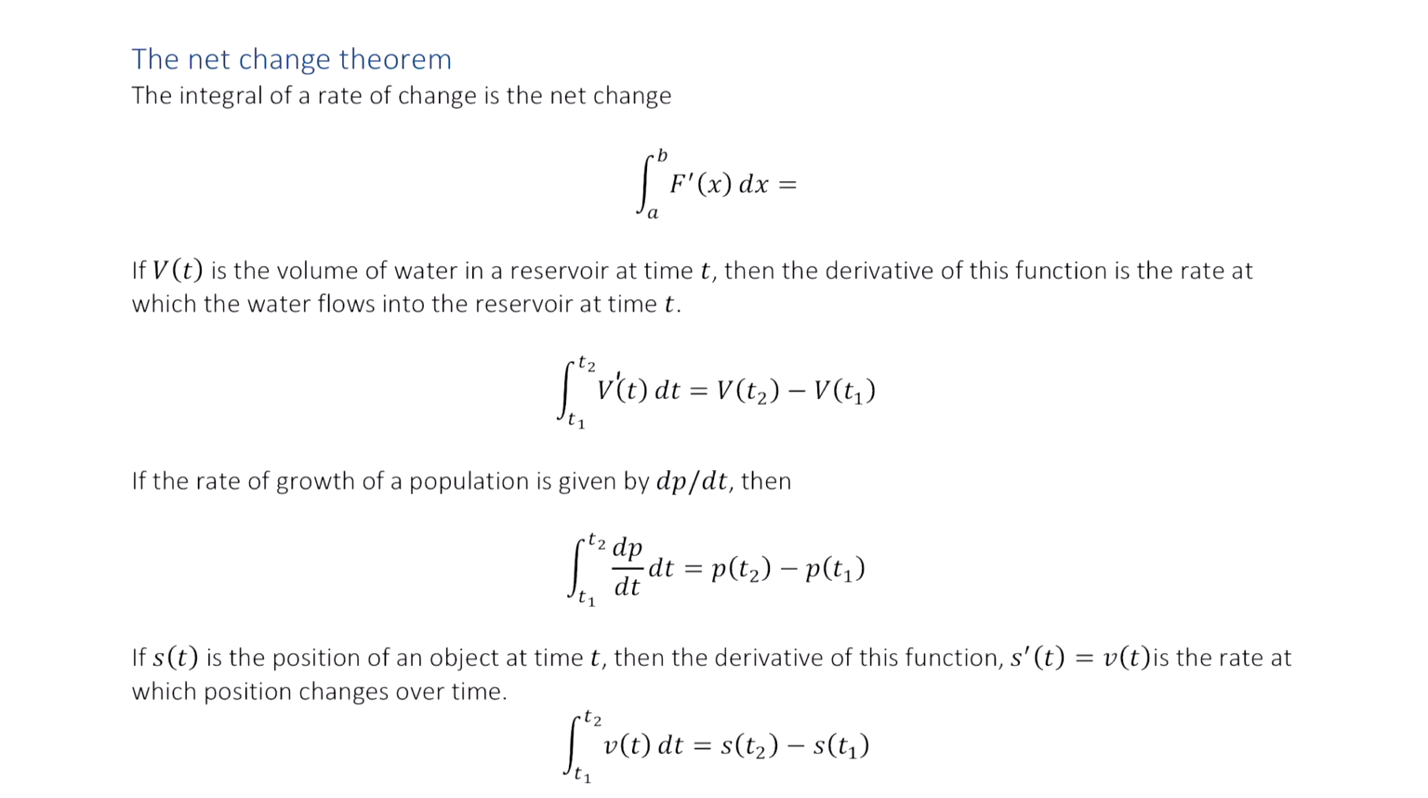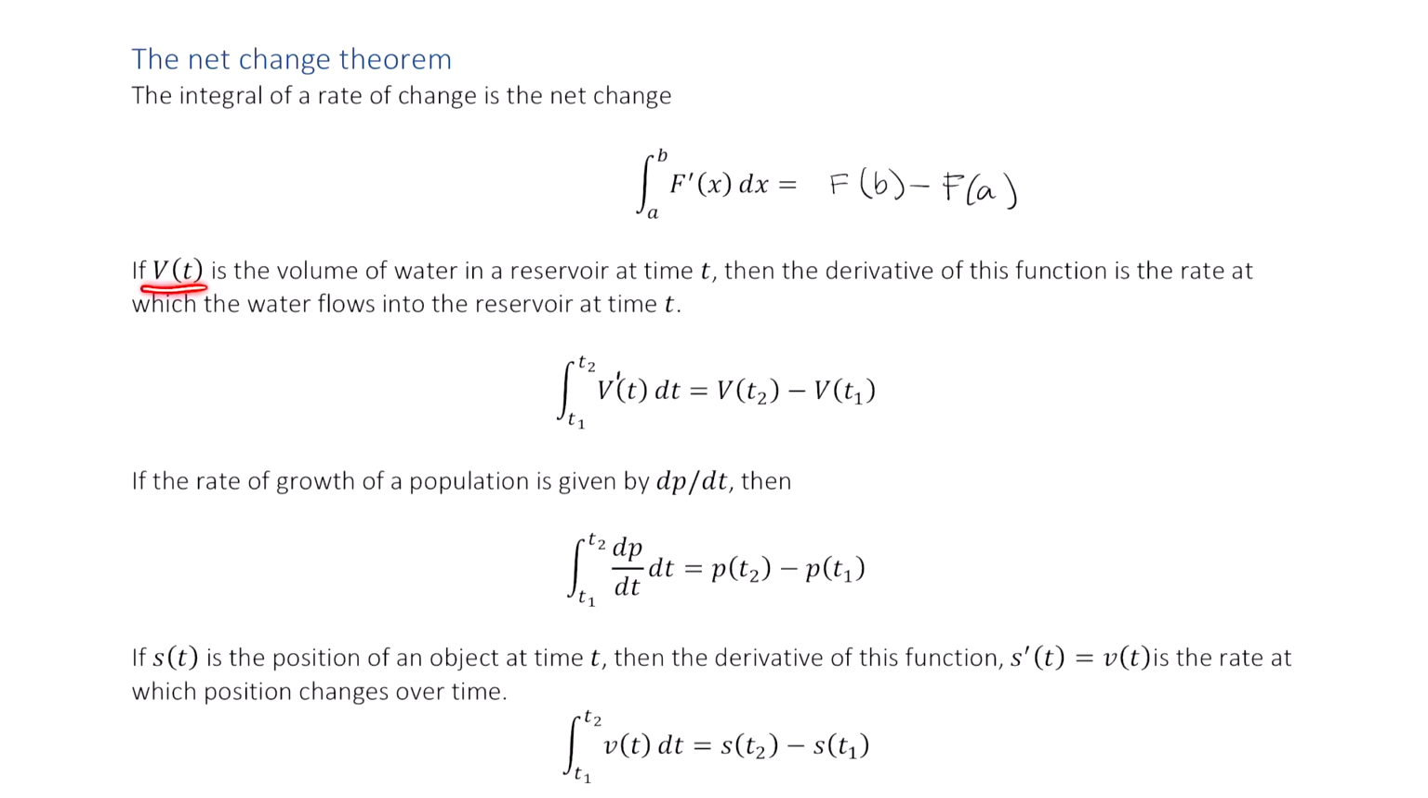So the net change theorem tells us that the integral of a rate of change is the net change. So if I have the integral from a to b of F prime of x dx, and that's a big F, I end up with big F of b minus F of a. So this is the net change of the antiderivative.